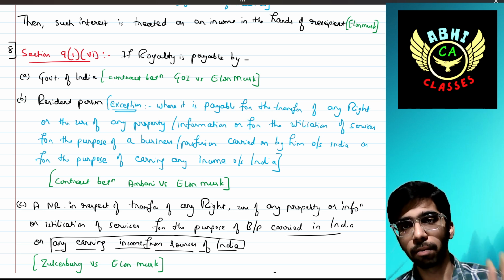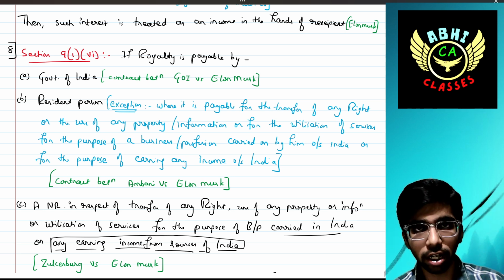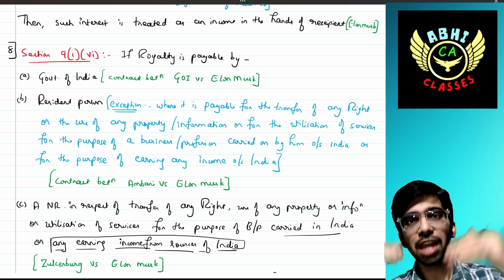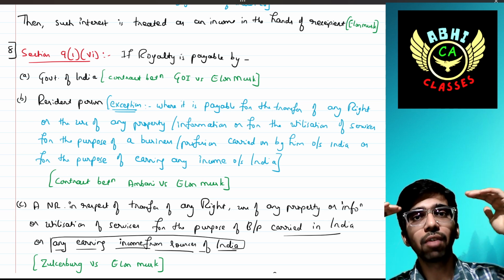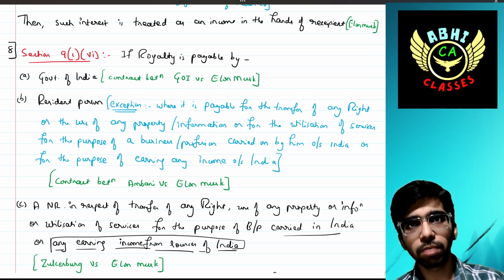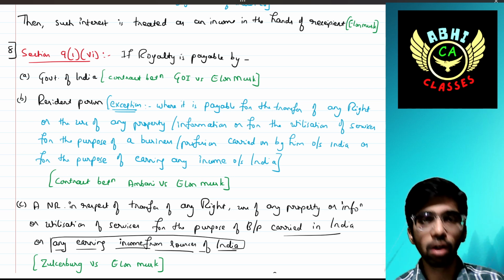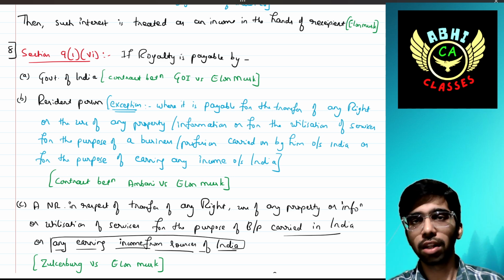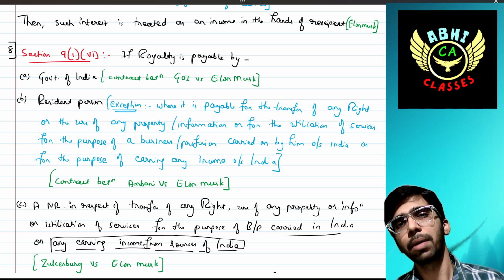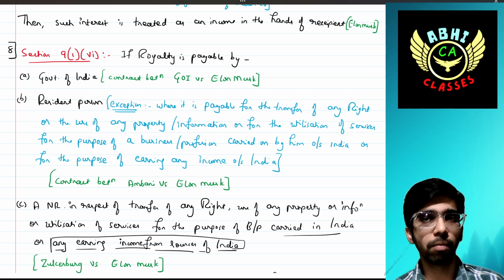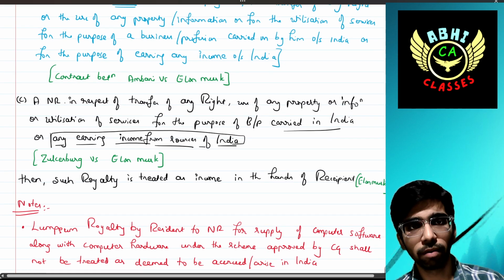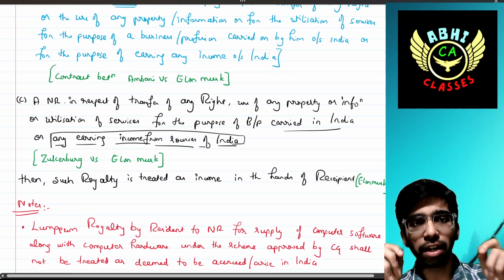That term, outside India, is very important. Or any other purpose outside India, then that royalty payment is not taxable in the hands of Elon Musk. The same explanation that we discussed in the interest portion, the same concept, is applicable here also. If the royalty is payable for services or information used for a business or profession outside India or any other purpose outside India, then that royalty payment is not treated as income in the hands of Elon Musk.